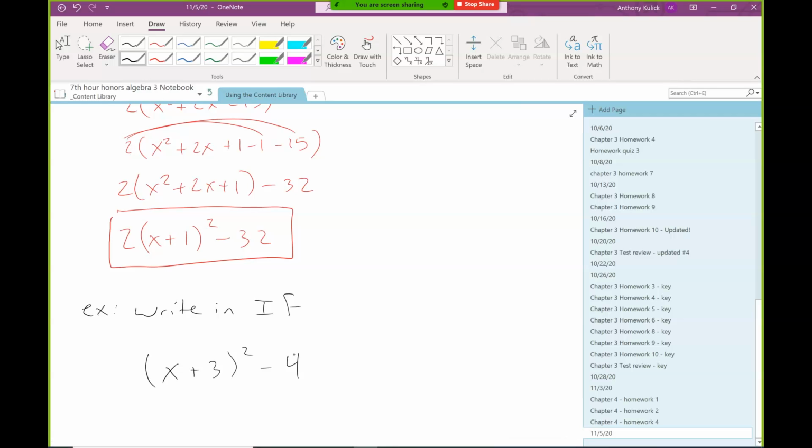What if we have a problem like this where I ask you to write in intercept form? What form are we currently in? Vertex form. So to get to intercept form, we first have to expand to get to standard form, and then factor to get into intercept form. Everybody's okay with that plan? Okie dokie.